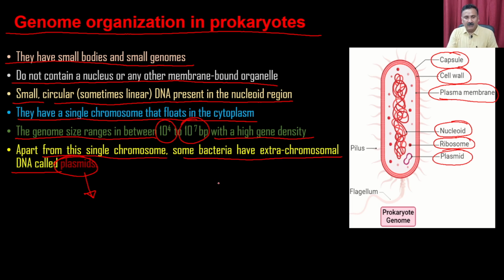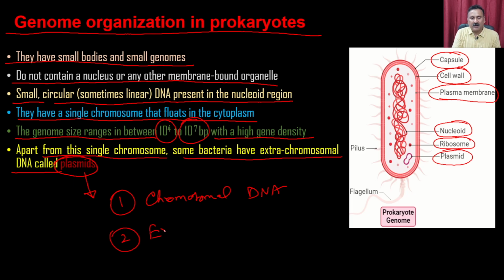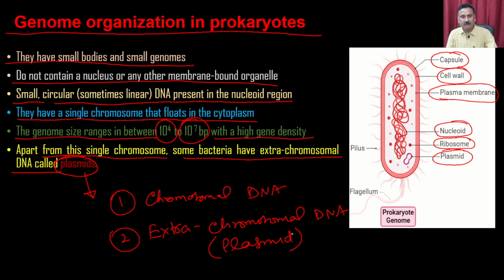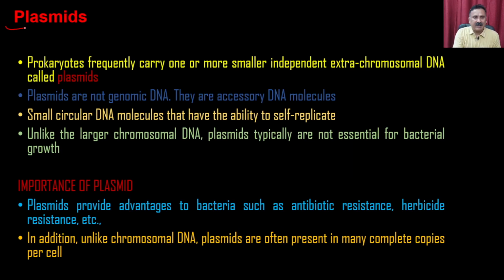So in a prokaryotic cell, you're going to have the chromosomal DNA as the genomic content. The second is the extrachromosomal DNA, which is also called plasmids. So let's discuss the plasmids.